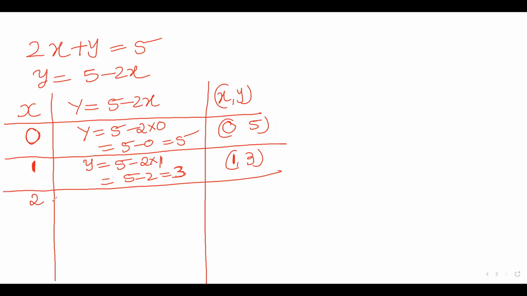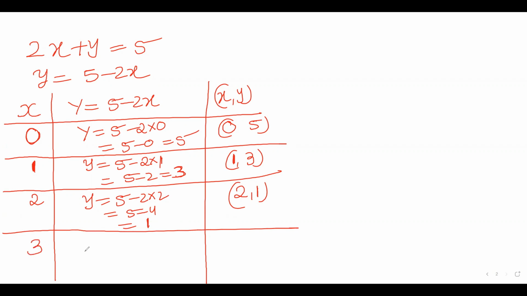Next, x is equal to 2. y is equal to 5 minus 2 into 2, 5 minus 4, which is equal to 1. So when you substitute x as 2, y comes as 1. So the point is 2, 1. Now substitute 3 also. y is equal to 5 minus 2 into 3, 5 minus 6, which is nothing but minus 1. x value is 3, so the y value is minus 1.